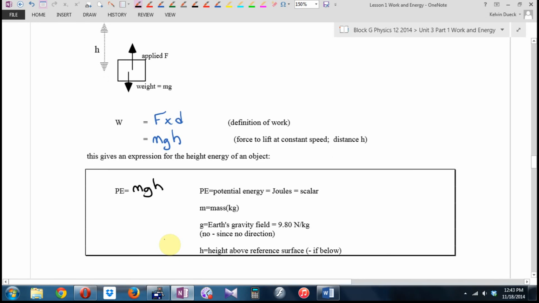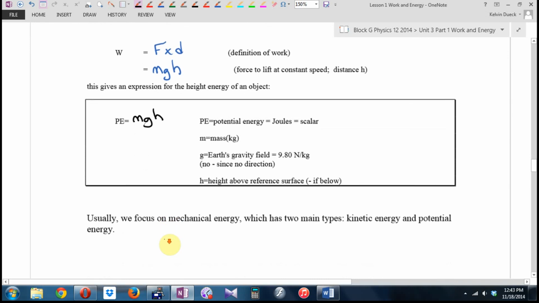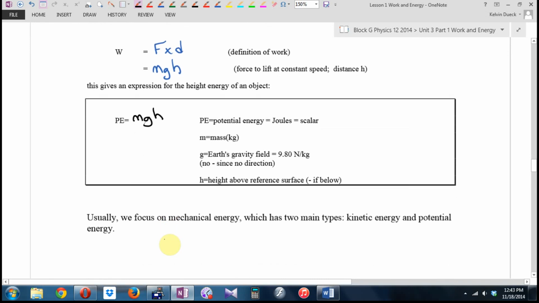Do I put a negative 9.8 in here? Why not? Scalar. Okay. Usually, we'll be focusing on mechanical energy, which has two types, kinetic and gravitational potential. Kinetic and potential.